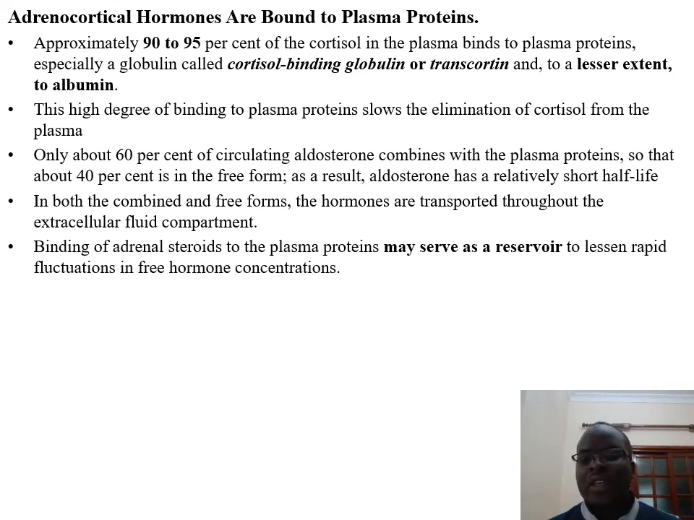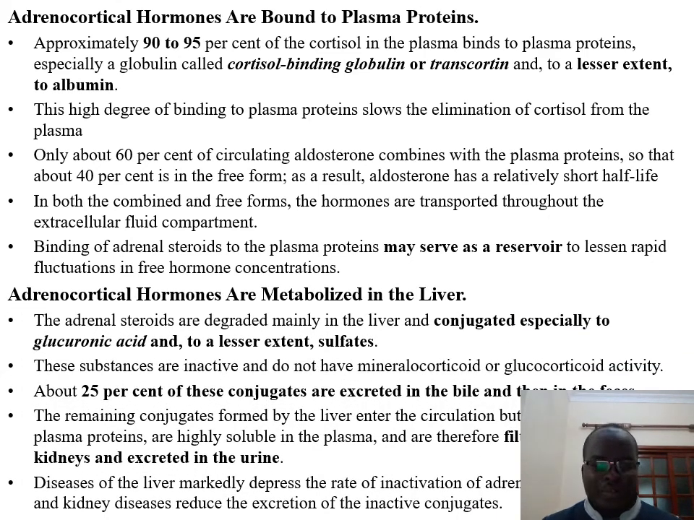So they will slowly be released to the circulation, to the target cells from the plasma proteins. The adrenocortical hormones are metabolized in the liver. Once they do their function, they will be metabolized in the liver. They will be incorporated within bile, and some of it will be conjugated. Then it will be released into the circulation. Later on, it will be filtered by the kidneys and then excreted in the urine.